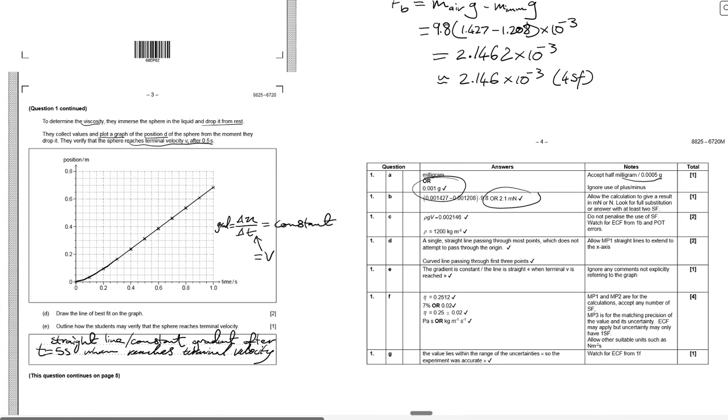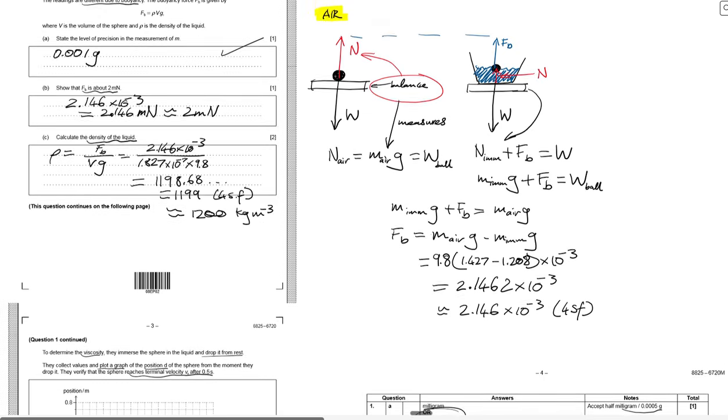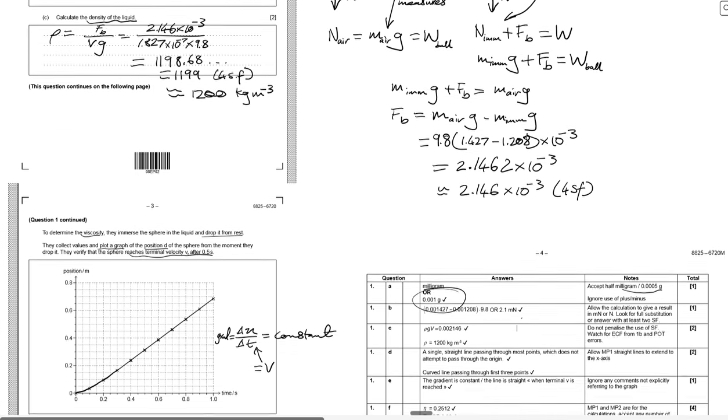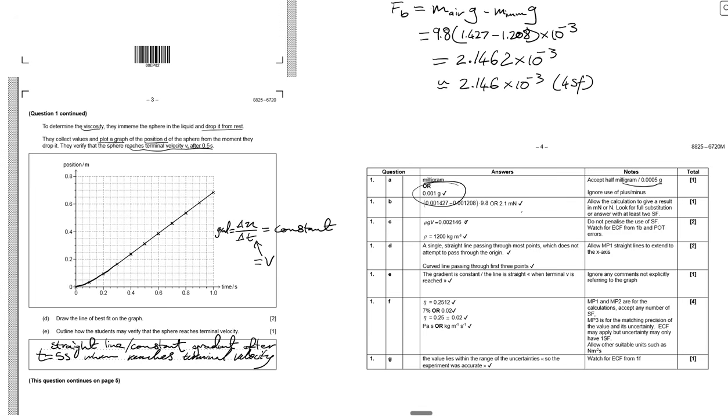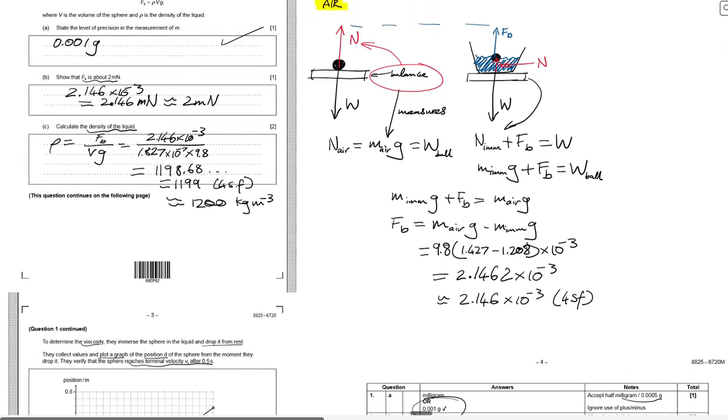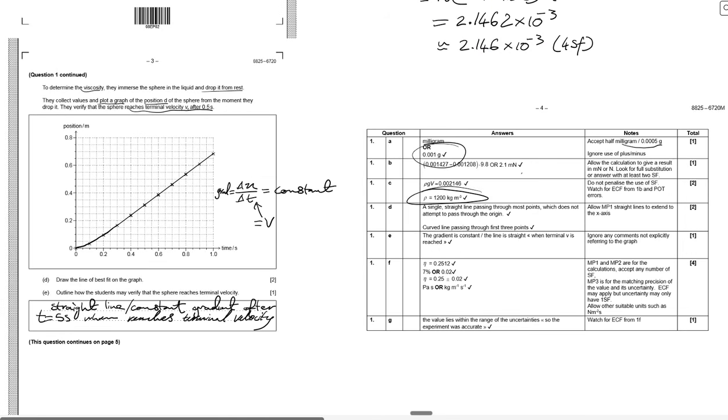Now we have B, 2.1. That is exactly what we did. And so they don't show any stats, so it's quite tough. And we have PVG, so we do get that. See, and they get the exact same answer. That means we know we're right. 0.2146, okay. And now we have, our graph should have a single straight line passing through most points, which does not attempt to pass through the origin. So as long as you're not attempting to pass through the origin, then it's fine.